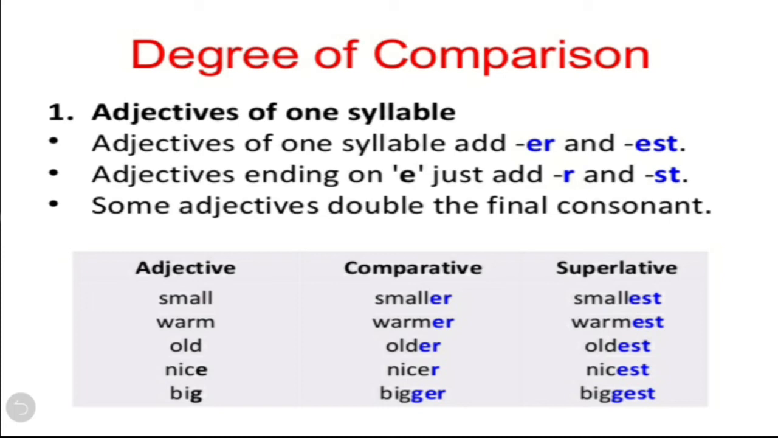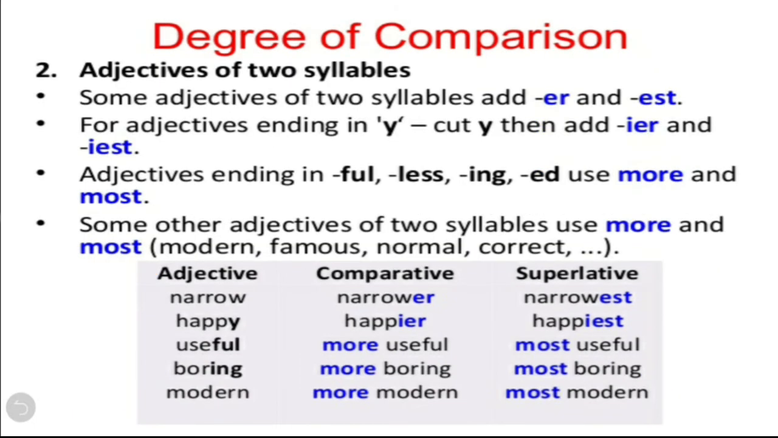Adjectives ending in E just add R in the comparative degree and ST in the superlative degree. Some adjectives double the final consonant. So, here are a few examples: small, smaller, smallest; warm, warmer, warmest; old, older, oldest; nice, nicer, nicest; big, bigger, biggest. So, this is how the positive degree is changed into comparative and superlative degree.